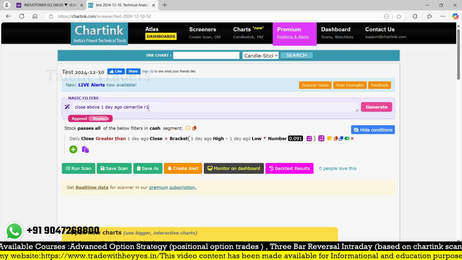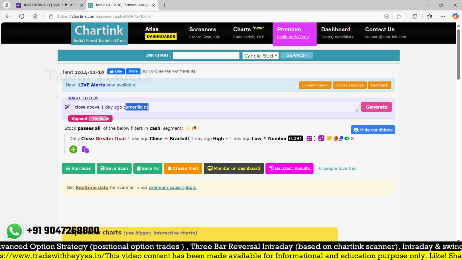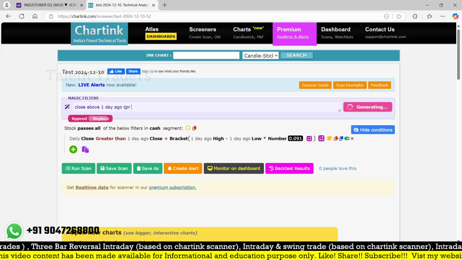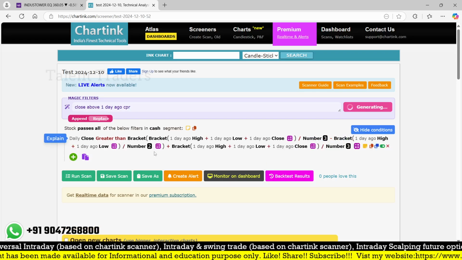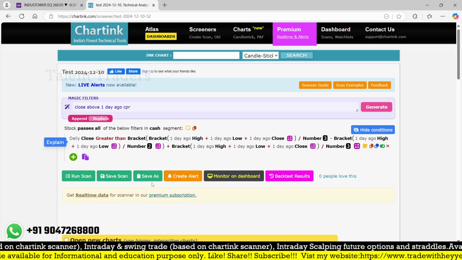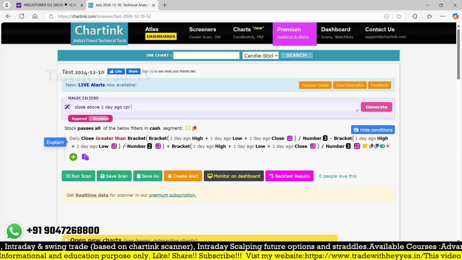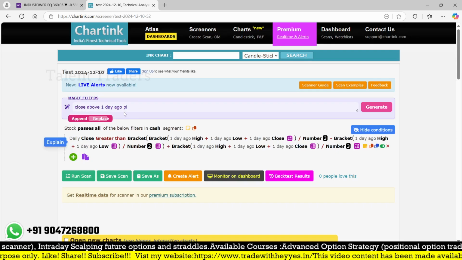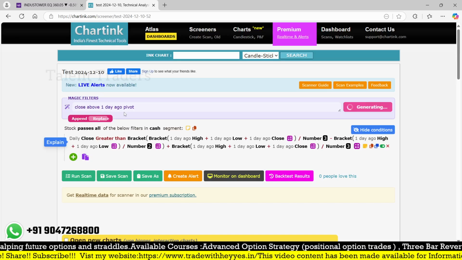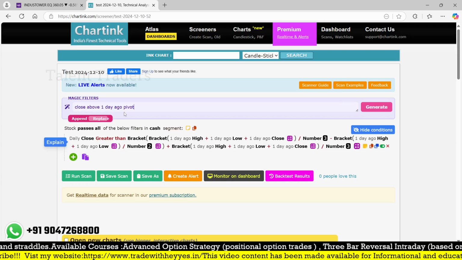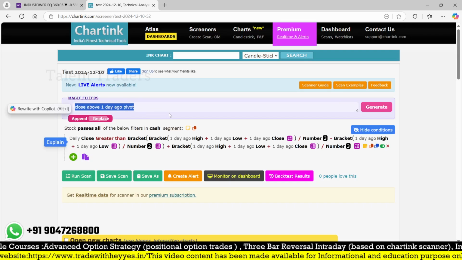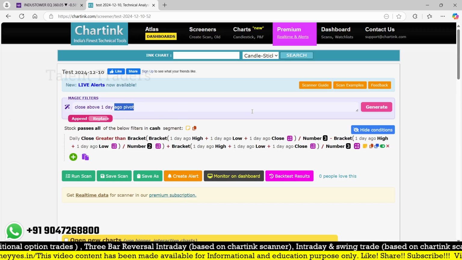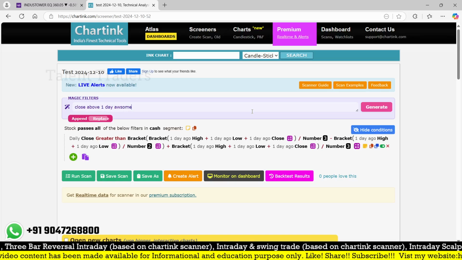R1 Cambrilla works, but pivot did not work. So let me try for a CPR. Yeah, that works, and that is also giving you some idea about the CPR. And let me try for pivot. Let us see. Pivot is not working. Some other conditions are working, for example, close above, one day ago, awesome oscillator. So these are all.